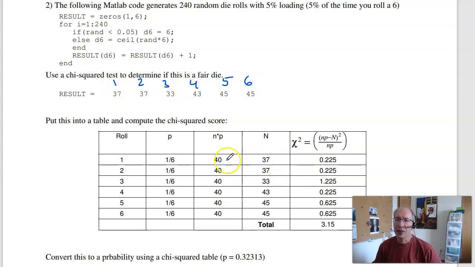Now compare. The difference squared over 40. 3 squared over 40, 0.225. 3 squared over 40, 5 squared over 40. Add them all up. Chi-squared value is 3.15.